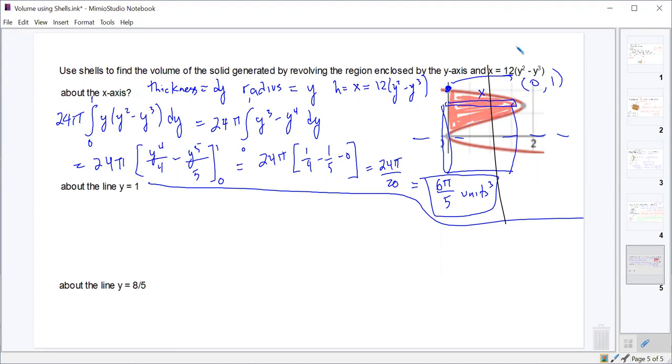And beyond that major issue, if I have to do it in terms of x, I'm going to have to solve x equals 12 times y squared minus y cubed for y and put it all in terms of x, which is not something that I think we are going to be able to do. So there is no way to solve this for this volume in terms of x. It's got to be done in terms of y.